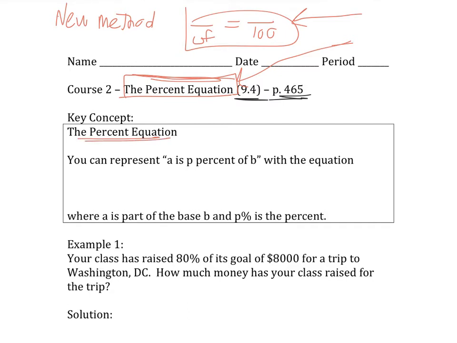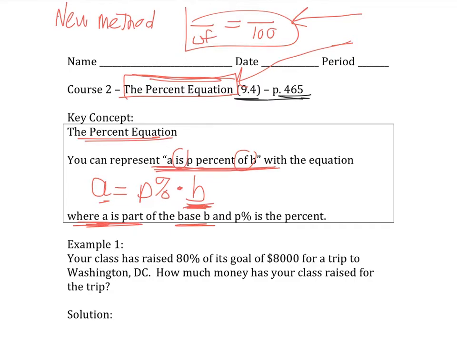Percent equation starts out with a sentence that we'll make into an equation. In the problem, we'll read something like this: A is P% of B. And we'll change that into a math equation, where is becomes an equal sign, P% and of becomes times. So A equals P% times B is the way the equation will work. A is a part, and B is the base, which is the whole thing, A being a part of the whole thing, B being the base, the whole.